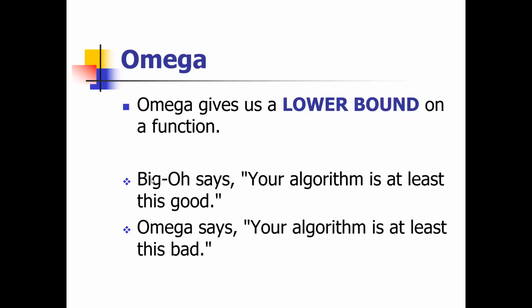Your algorithm is at least this good. Big O says your algorithm is at least this good. Omega says your algorithm is at least this bad. So big O gives you the worst case and omega gives you the best case.